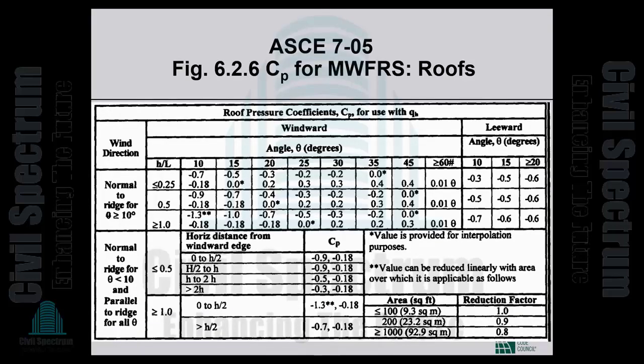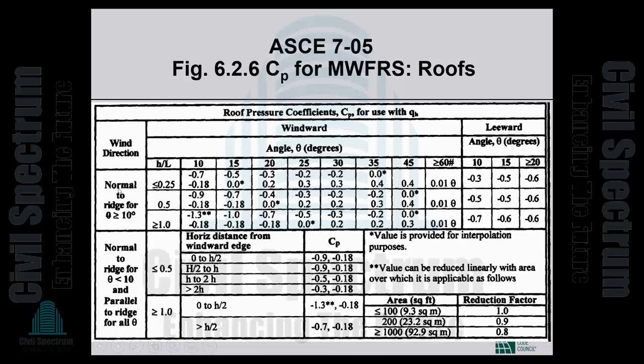For the roof, it is a little more complicated. Roof pressure or suction comes from this table. This is the pitch of the roof, the angle of the roof. This is the windward roof. This is the leeward roof. Wind normal to the ridge for the steeper roofs, theta larger than or equal to 10 degrees. This is wind normal to the ridge for flatter roofs and parallel to the ridge for all roofs.